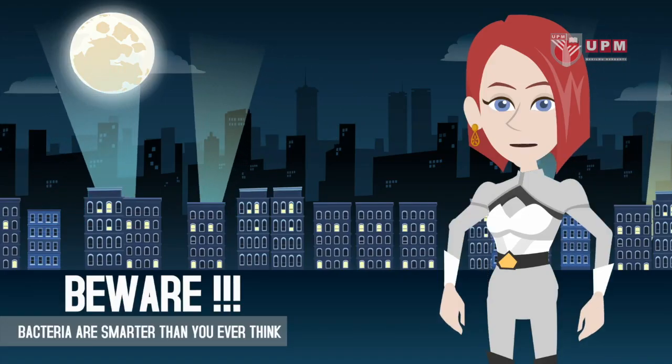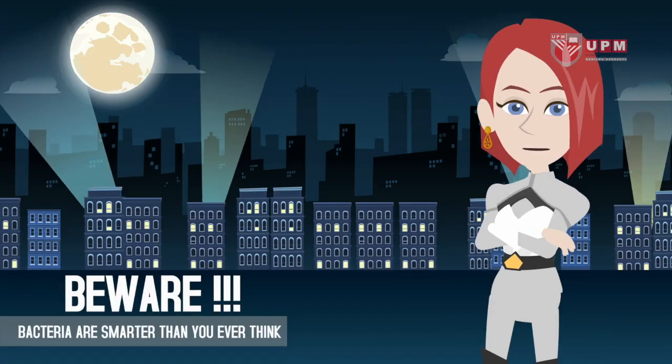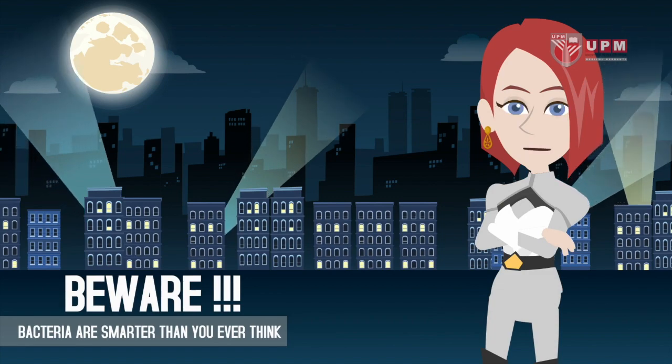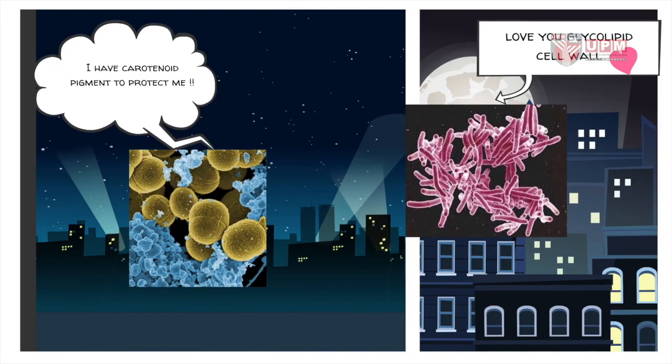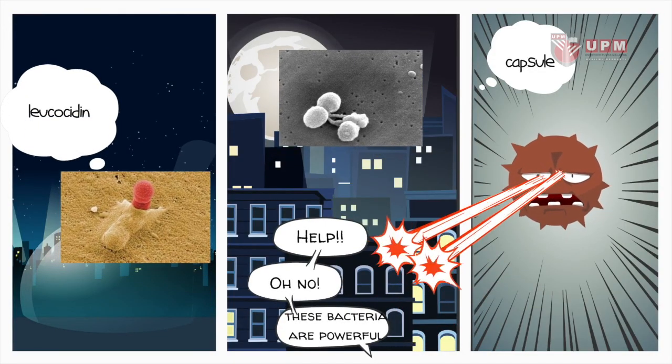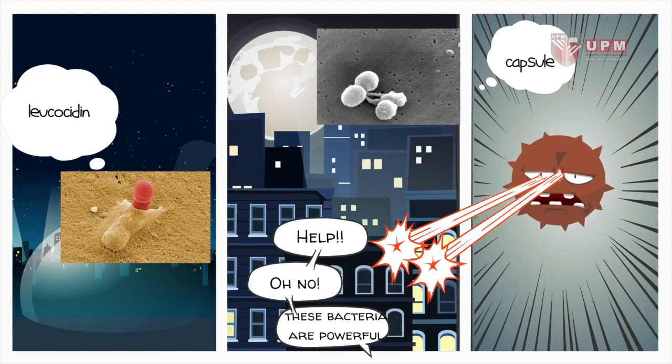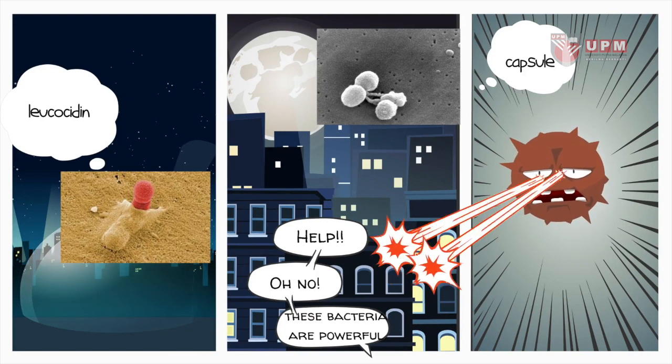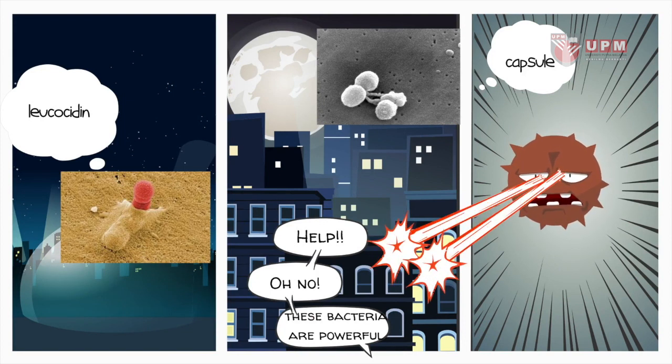But did you know that bacteria have many strategies to protect themselves against phagocytosis? For example, Staphylococcus aureus has carotenoid pigment, and Mycobacterium tuberculosis has a glycolipid cell wall to avoid the H2O2 reaction. Streptococcus pyogenes also produces leukocidin that destroys phagocytes, while Streptococcus pneumoniae has a capsule to resist phagocytosis.